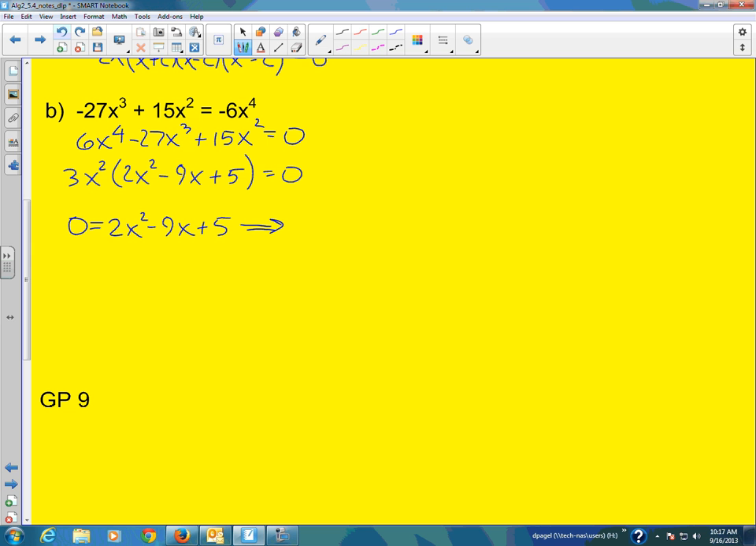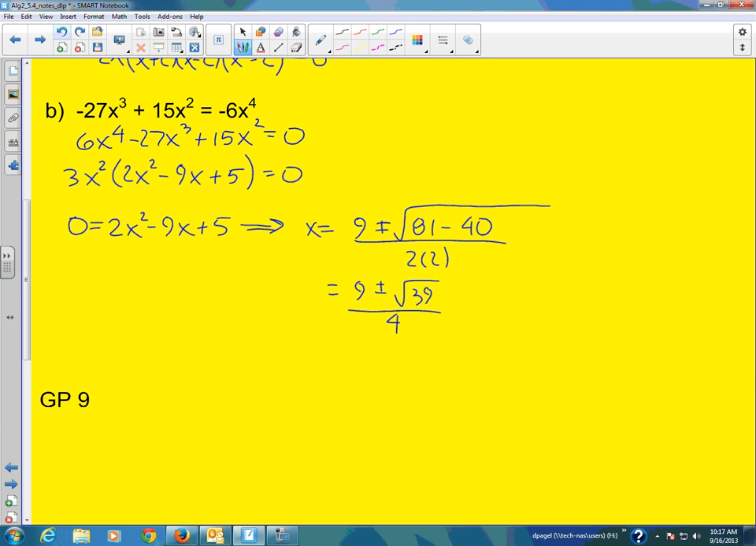And we get x is equal to negative b, so negative of negative 9, plus or minus the square root of 9 squared minus 4 times 2 times 5, so that's minus 40, all over 2a. So 2 times 2. We get 9 plus or minus the square root of 39, all over 4. And those are real solutions.